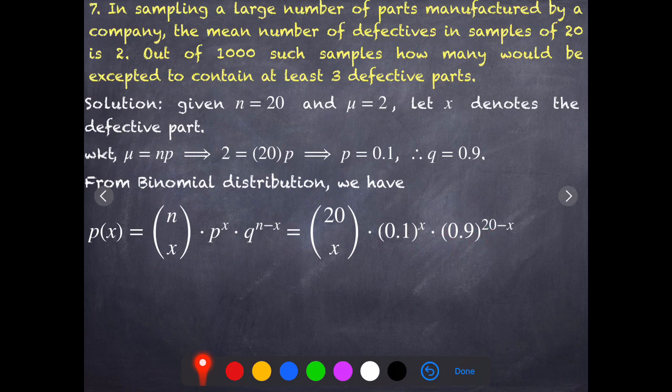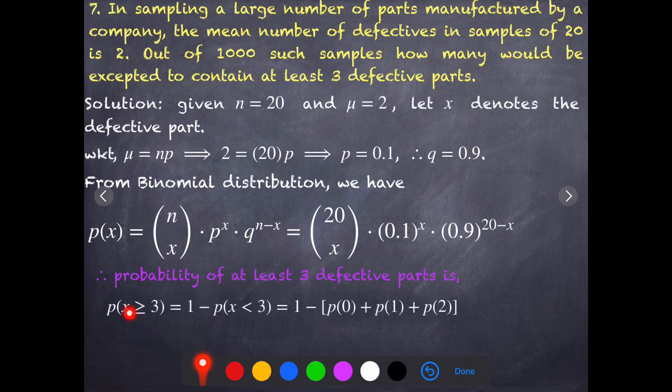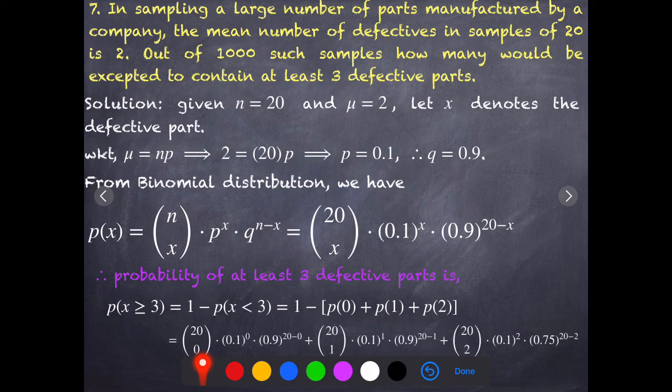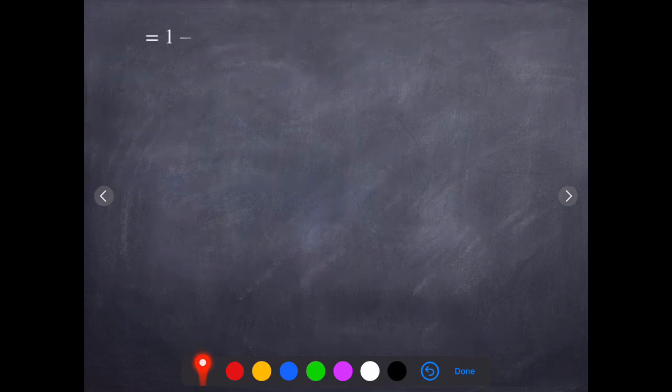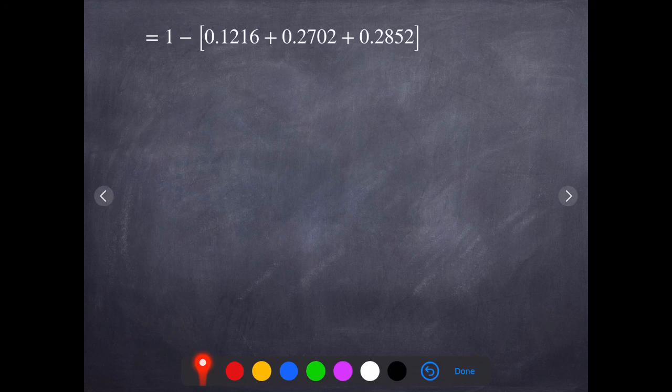Now they are asking us to find at least 3 defective parts, that is P(x ≥ 3). There are 20 items, so 3 to 20 is very complicated to calculate. So I'll go with the reverse order: 1 minus P(x < 3), that is 1 minus the sum of P(0), P(1) and P(2). Substituting x equal to 0, 1 and 2 in the above equation, we get this expansion, and simplifying using the calculator, we arrive at these values. So the final answer is 0.3230.